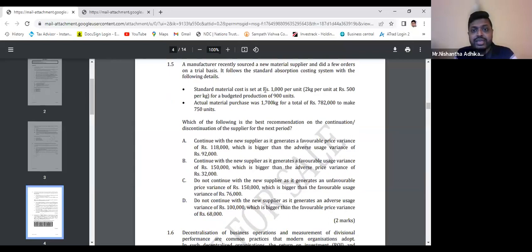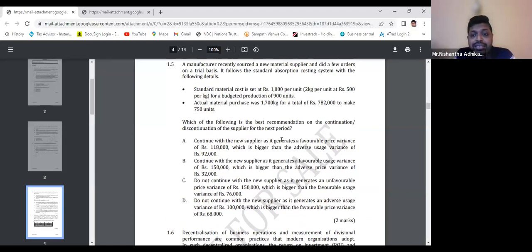The standard material cost is set at rupees 1000 per unit, that is 2 kg per unit at 500 rupees per kilogram, for a budgeted production of 900 units. Actual material purchase was 1700 kilograms for a total of 782,000 to make 750 units. You have made 750 units and used 1700 kilograms. Which of the following is the best recommendation on the continuation or discontinuation of the supplier for the next period? Now, there are 4 statements given.